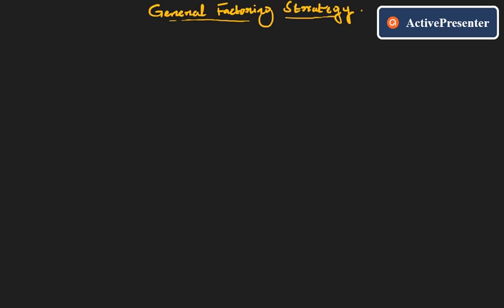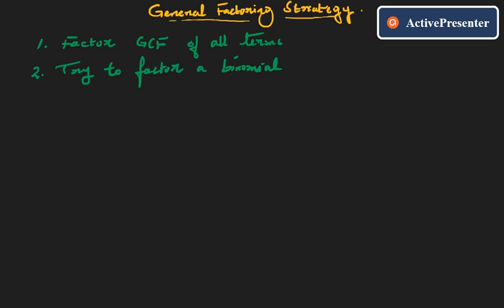The first thing to do is to factor out the greatest common factor of all terms. The second thing, try to factor a binomial. We know how to factor binomials, whether the difference of two squares or the sum or difference of two cubes.